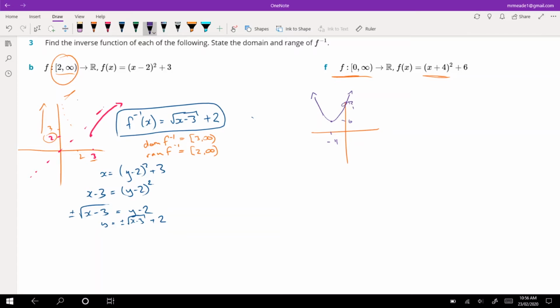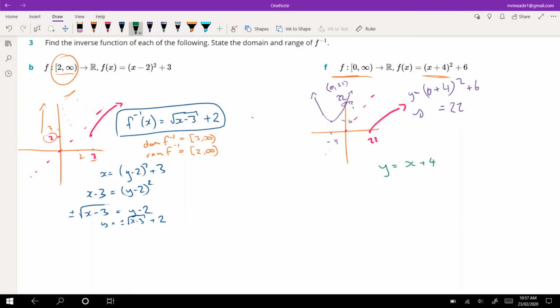If I sub in x equals 0 into the original equation, I've got (0 plus 4) all squared is 16, plus 6 will give me 22. So that is my y-intercept, the value where it crosses the y-axis. Just like in our first question, we're going to find the inverse of this. It'll be a reflection in y equals x, so that point (0, 22) becomes (22, 0). And when we mirror that across, we're going to get that part of the graph there, which again should look like the positive root graph.